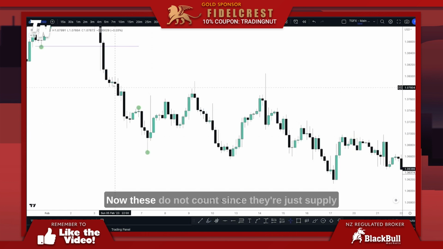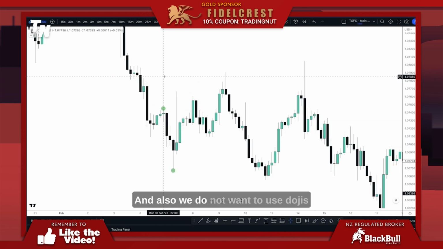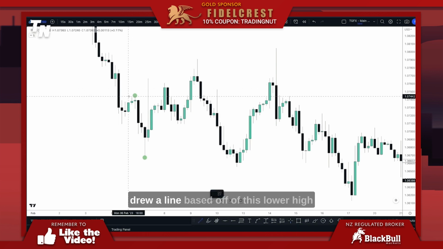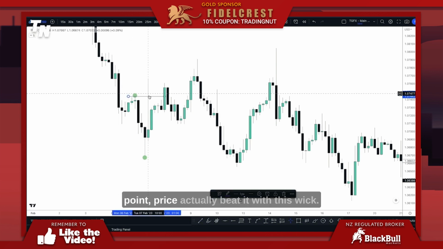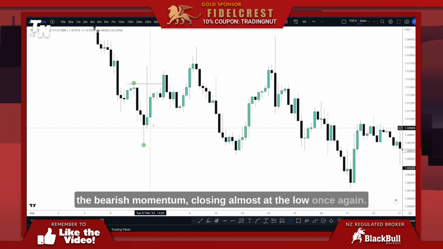Okay, now these do not count since they're just supply and demand or order blocks being created and continued. And also, we do not want to use dojis because it is showing us indecisiveness in the market. So now what we can see is if we drew a line based off of this lower high point, price actually beat it with this wick. But as you can see, price went right back into the bearish momentum, closing almost at the low once again.